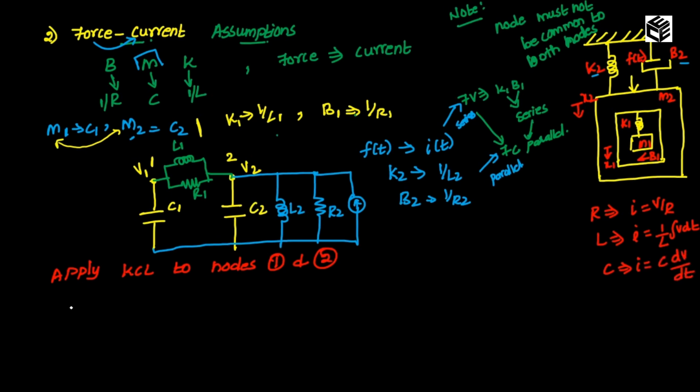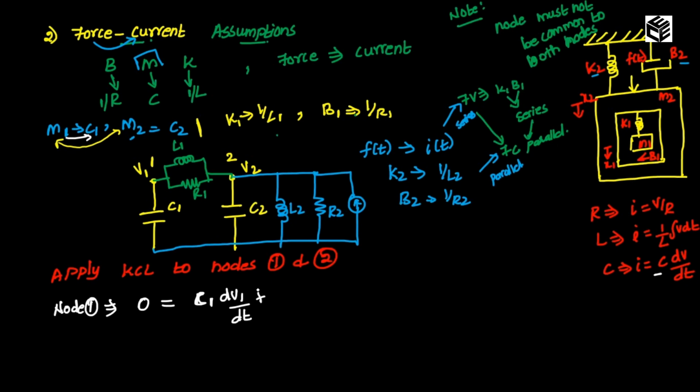Okay. So for node 1, what is the formula? We don't have any current source, so the source side is 0. 0 is equal to, what is our node? Node M is replaced with capacitor. So first we need to write the capacitor, that is C1, correct? So the formula is C1 into dV1 by dt. Okay, so that is the formula for current.